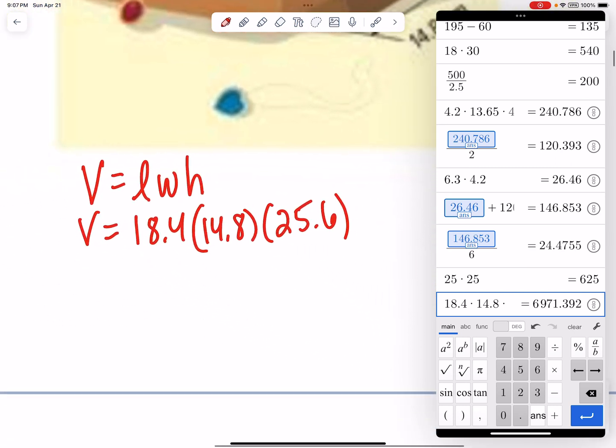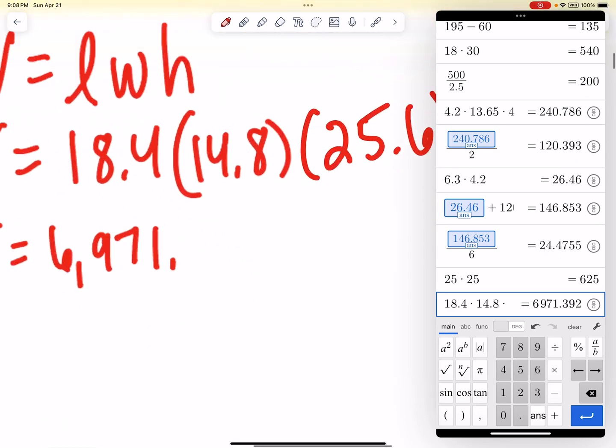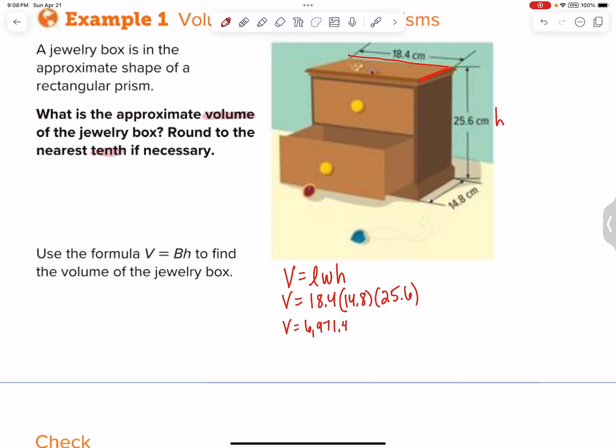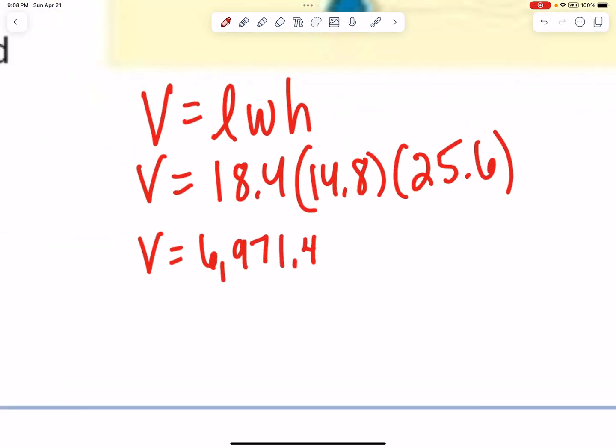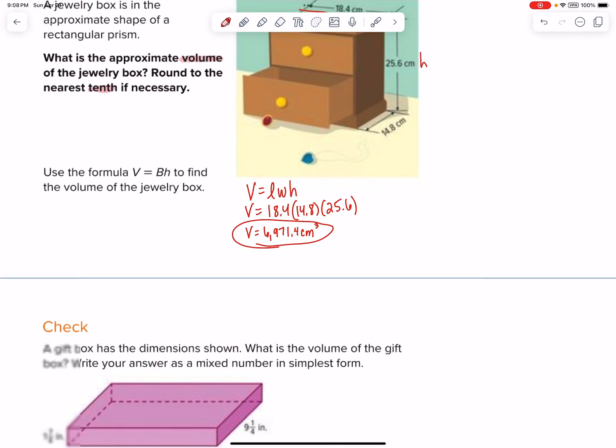And so here we are with an overall volume of 6,971 point. And now I pause and look at where they want us to round. They just want us to round to the tenth. So instead of 0.3, we're going to stop at 0.4. We have centimeters, and because it's volume, we need to put cubed. So that's what you need to pay attention to. All right, there we go.